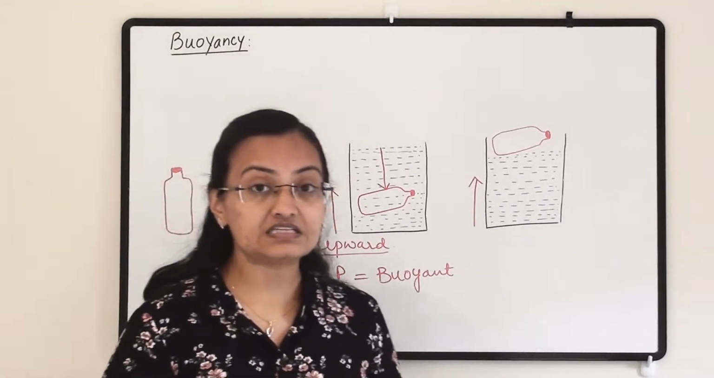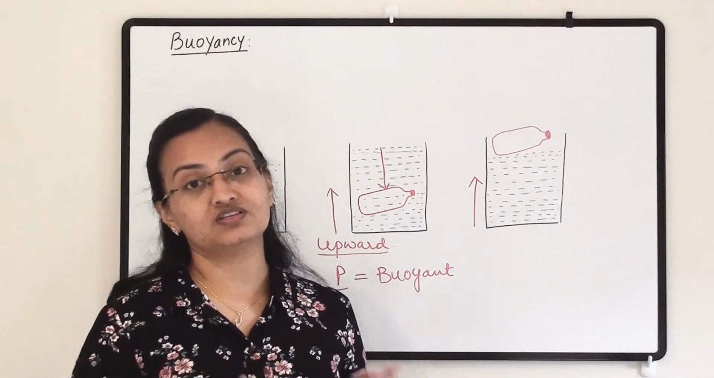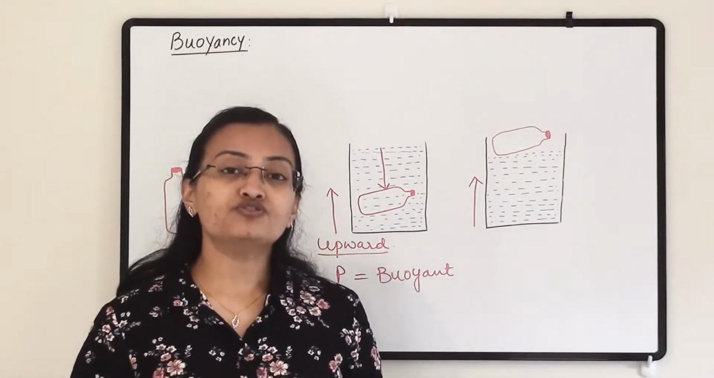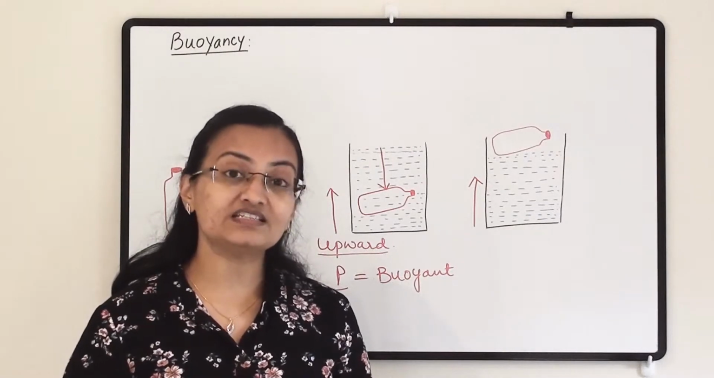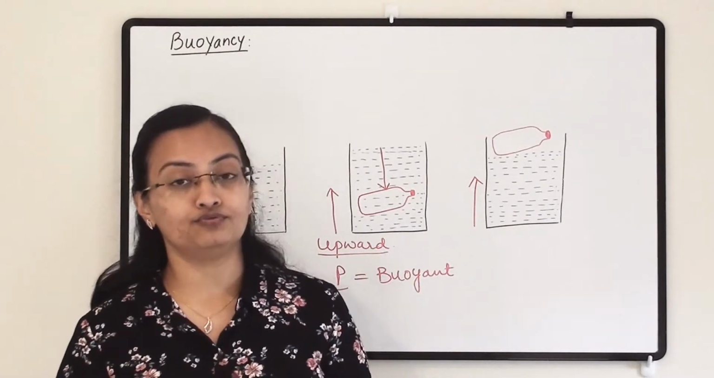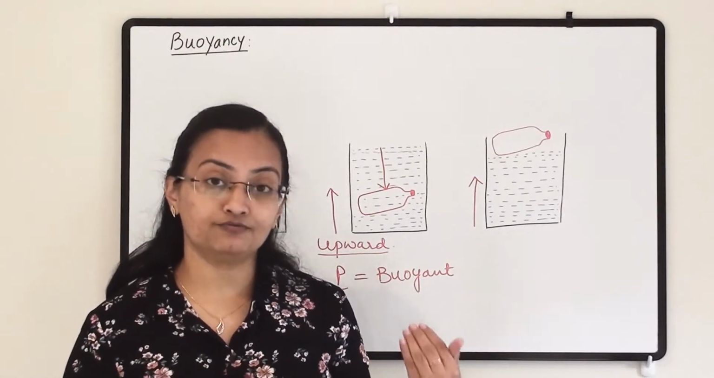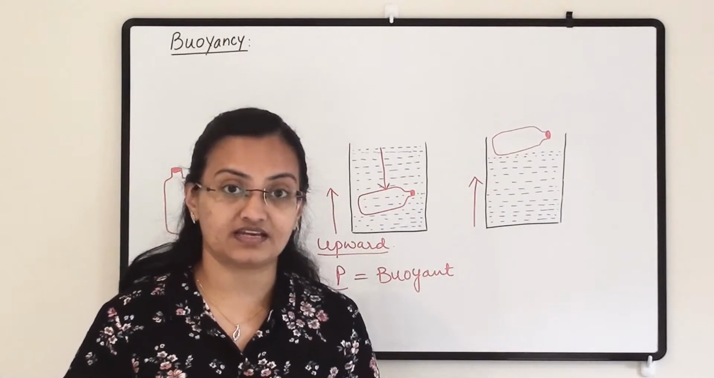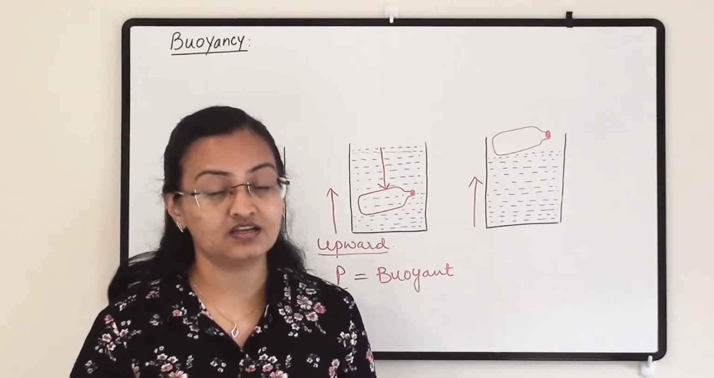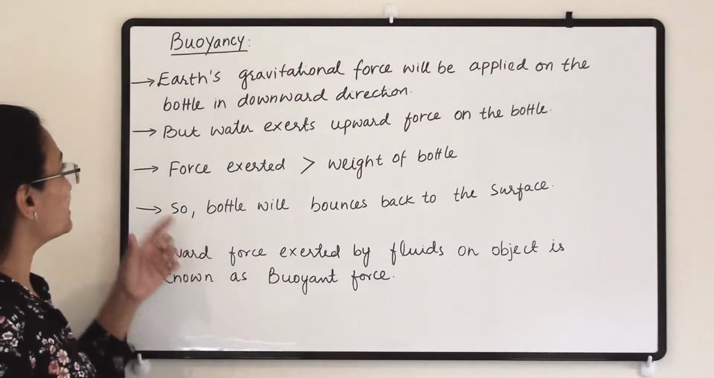So this is the reason why a huge ship can float on the surface of the water. How much buoyant force will be applicable on the object depends upon the density of the fluid. As the fluid is denser, the buoyant force will be on the higher side. So as the fluid gets denser, the buoyant force measure will be higher.